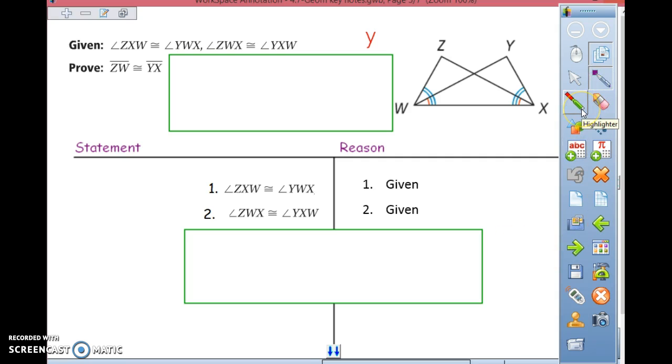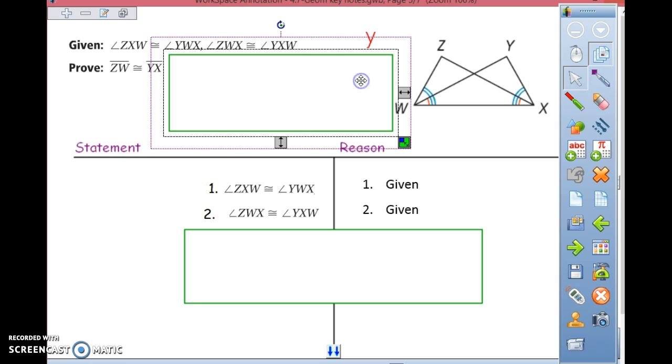Let's take a look at a proof of overlapping triangles. It is given that angle ZXW is congruent to angle YWX, and angle ZWX is congruent to angle YXW. So we have some color coding going on in our picture. The blue angles are the same and the red angles are the same. We're trying to prove that ZW is the same as YX.